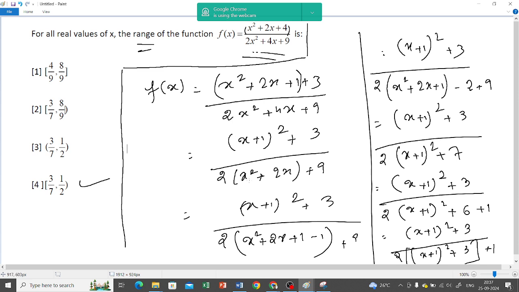Now the denominator: I am taking 2 common, so I am getting x square plus 2x plus 9. So that is (x plus 1) whole square plus 3 in the numerator. In the denominator, x square plus 2x plus 1 minus 1. Why did I do plus 1 minus 1? Again, so as to bring (x plus 1) whole square. Now, (x plus 1) whole square plus 3, divided by 2 within bracket (x square plus 2x plus 1), and then minus, I am opening the bracket and multiplying 2 with this 1, it is becoming 2, plus 9. Tell me, have you understood till here, everybody?